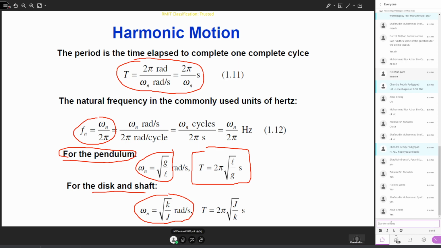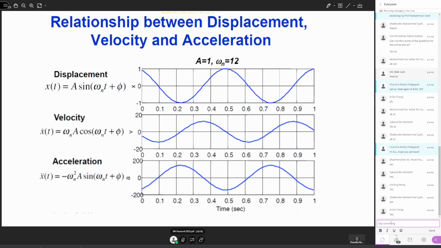Okay, so then you can write the period as 2 pi root j over k. So this is for the disk and shaft, and the top one is for the pendulum. So you may note down some of these formulas. Okay. What is the relationship between displacement, velocity, and acceleration?